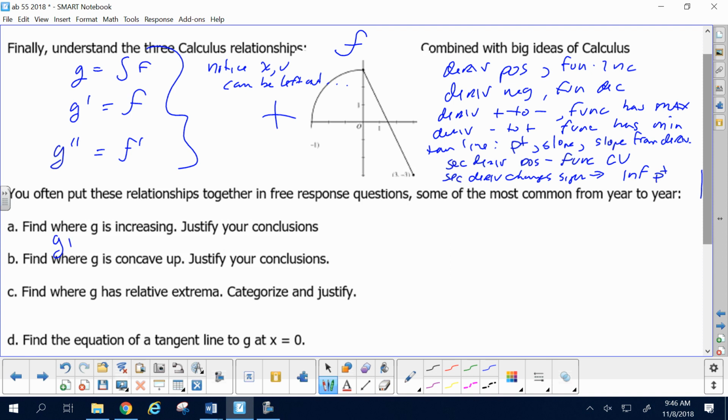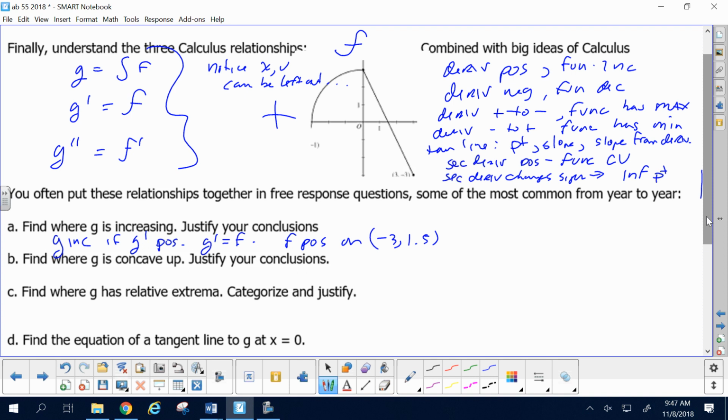Big idea of calculus: G is increasing if G prime is positive. Now we connect it to F, because that's what we're given. G prime is equivalent to F. So to answer the question, G is increasing where F is positive. So F is positive on what? -3 to 1.5. Okay.